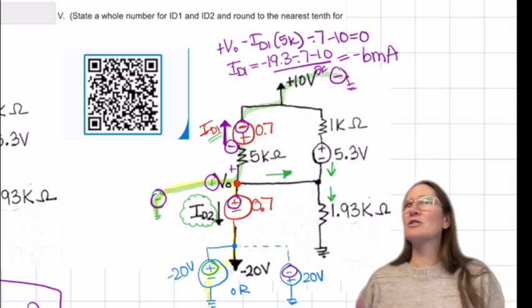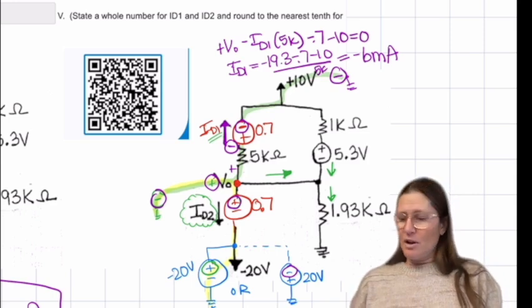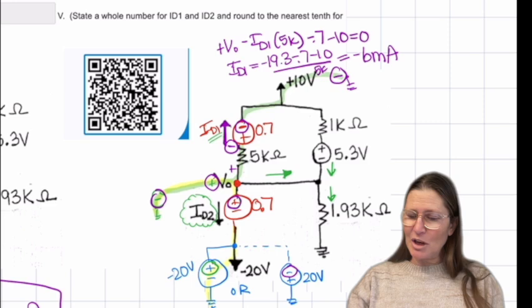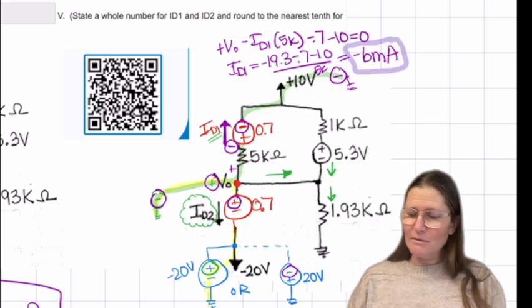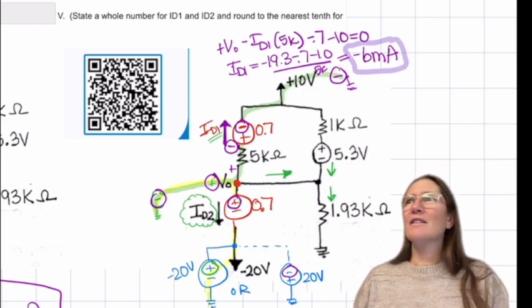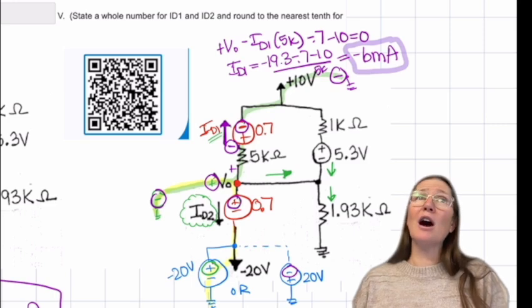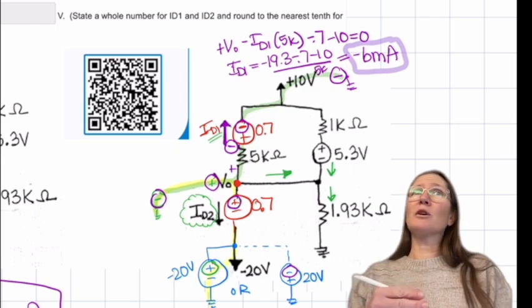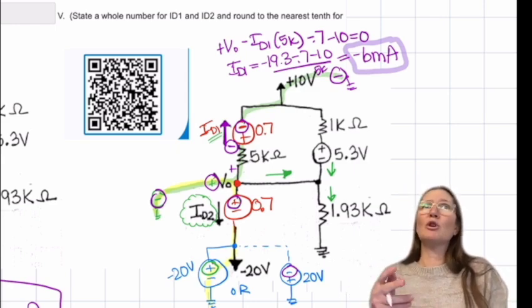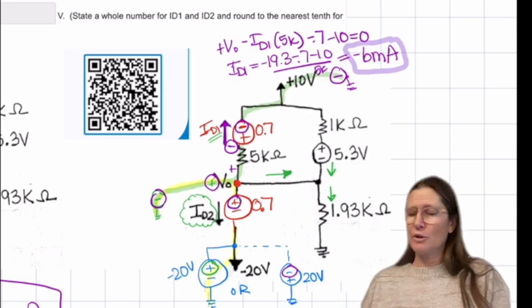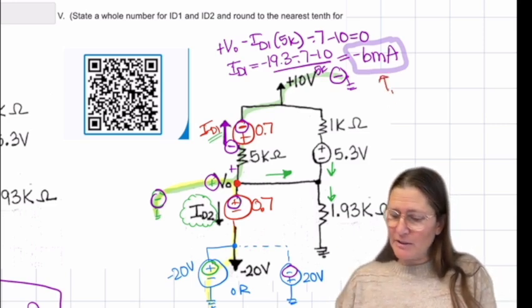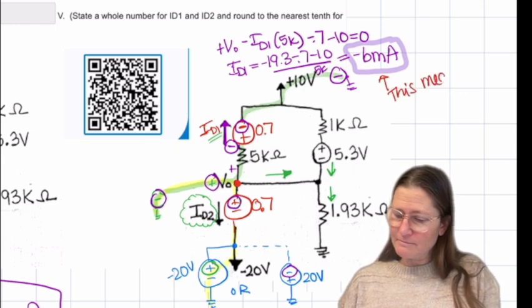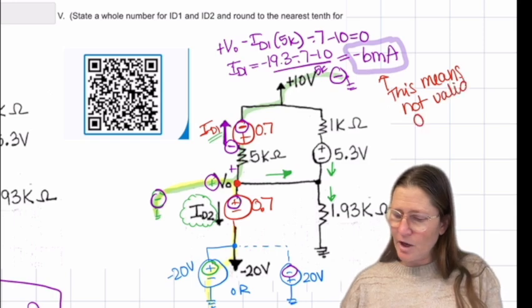All right, other questions? Okay, so that's a minus 6 milliamps. What does this mean? No current through the diode. Okay, so the diode has to be off, or it's basically not on and the other one on at the same time. So you don't know, you have to make a new guess and go through. So this means it's not a valid assumption.